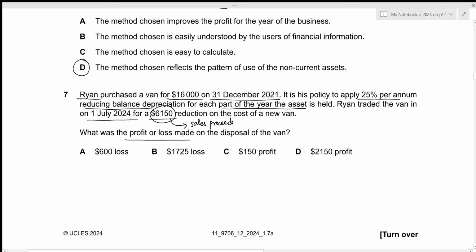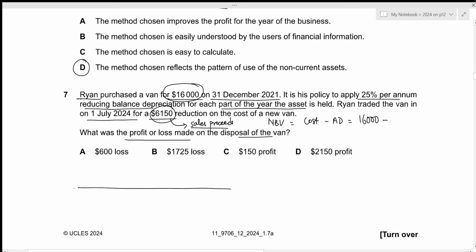Now, what was the profit or loss made on the disposal of the van? Whenever we are trying to calculate the profit or loss on disposal, we need to compare the sales proceeds to the net book value. And the formula for net book value is cost minus accumulated depreciation. In this case, the cost of the van is 16,000. We have that part, but we do not have the accumulated depreciation. So that is what we need to calculate.